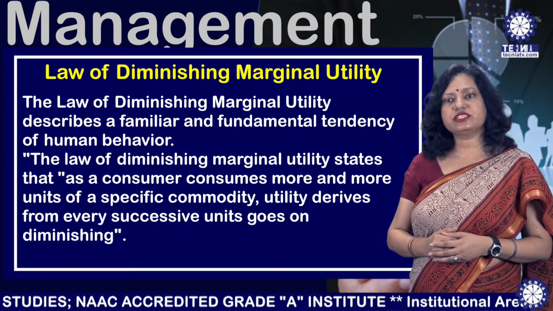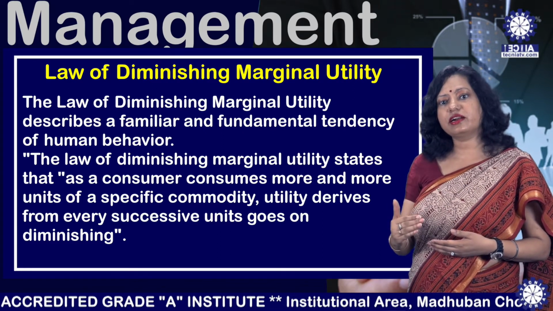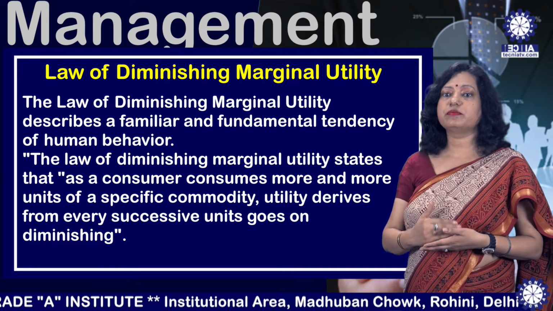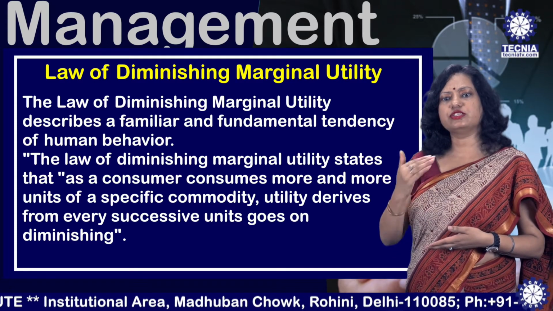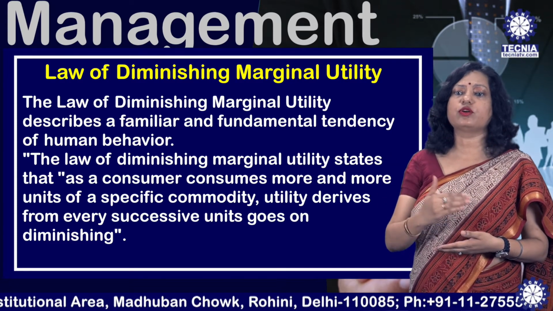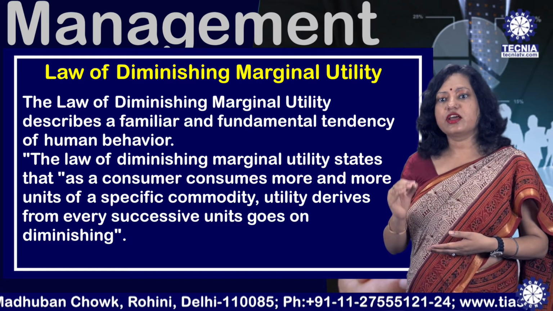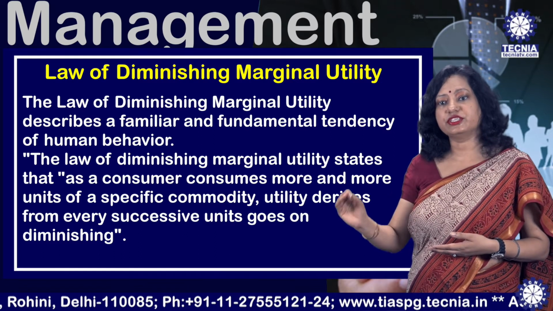The law of diminishing marginal utility describes a familiar and fundamental tendency of human behavior. The law of diminishing marginal utility states that as a consumer consumes more and more units of a specific commodity, the utility derived from every successive unit goes on diminishing.